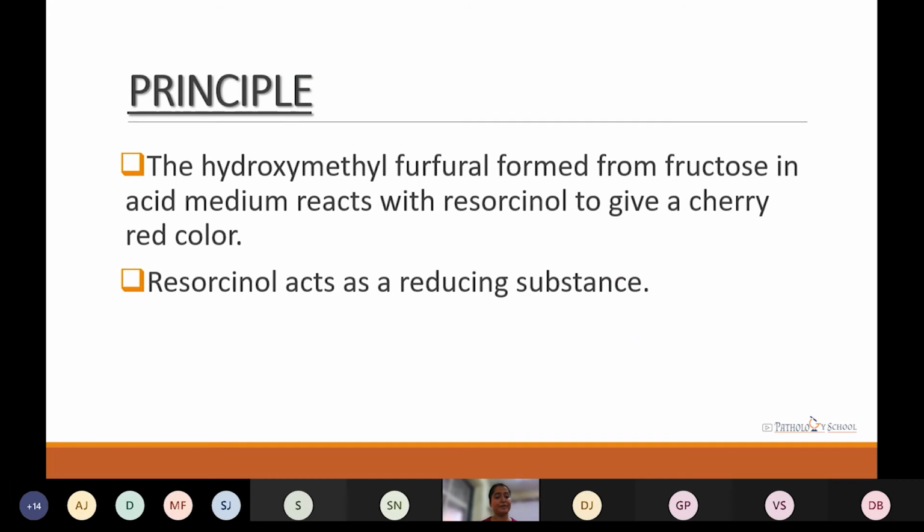Now, what is the principle? Basically, the hydroxymethyl furfural formed from fructose in acid medium will react with the resorcinol and it will give you a cherry red color. Resorcinol here acts as a reducing agent.